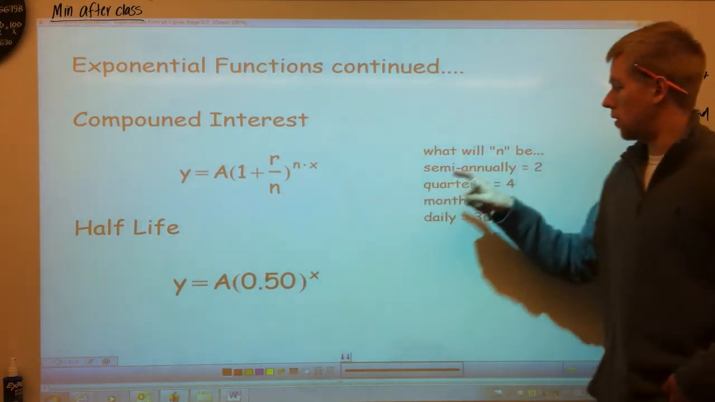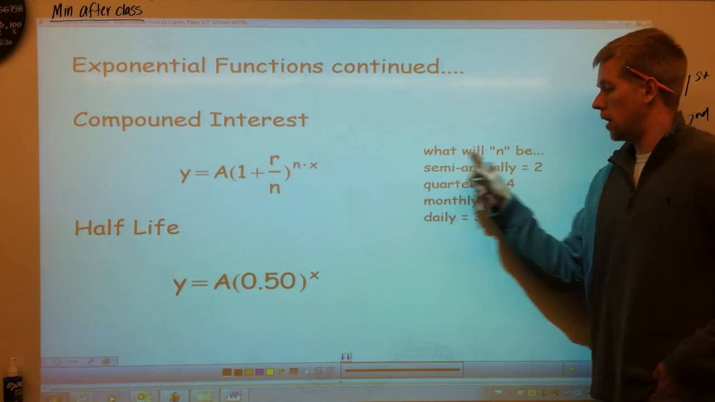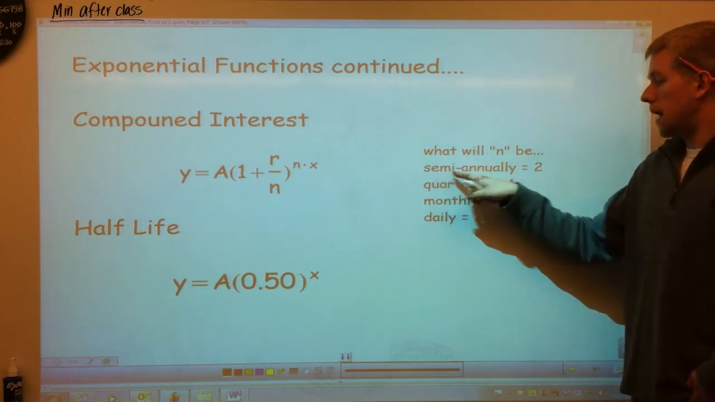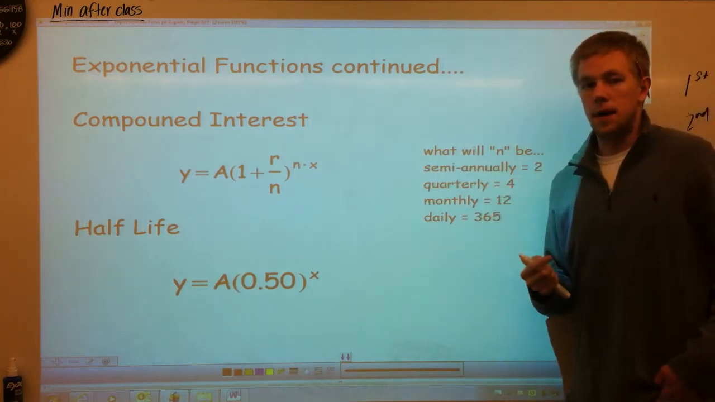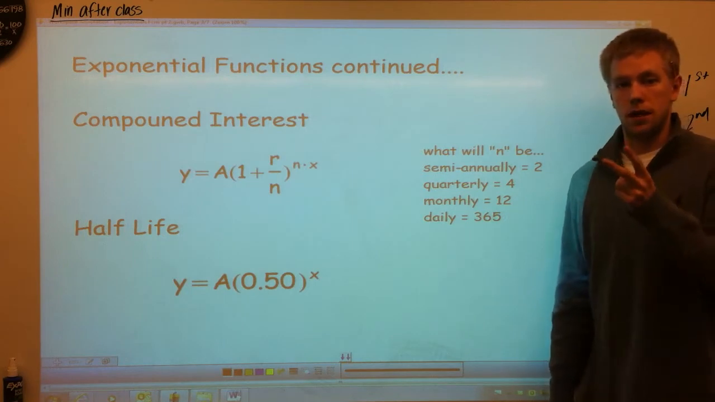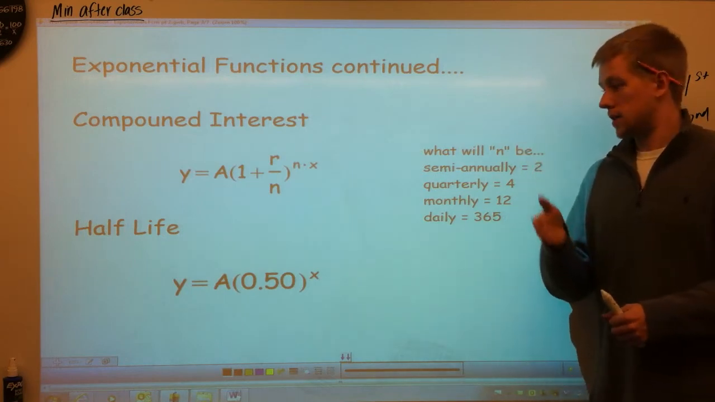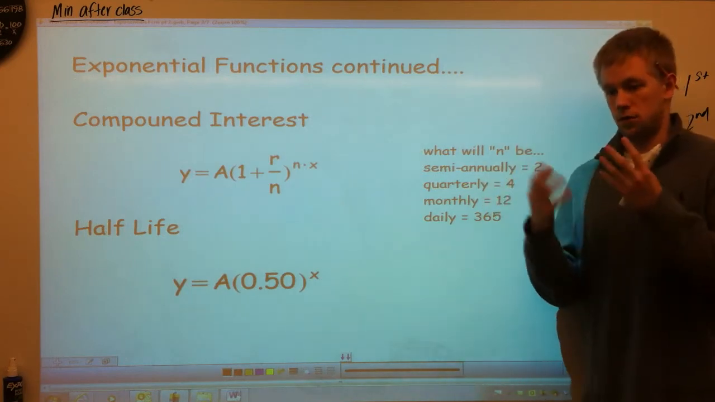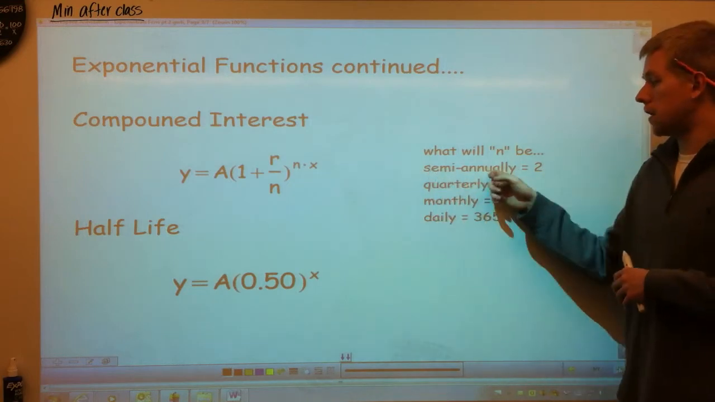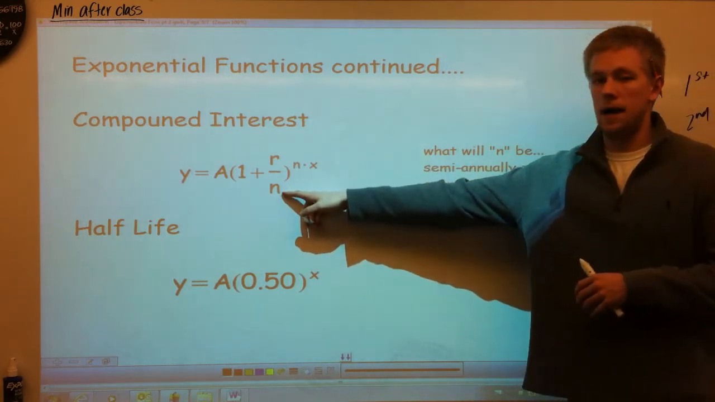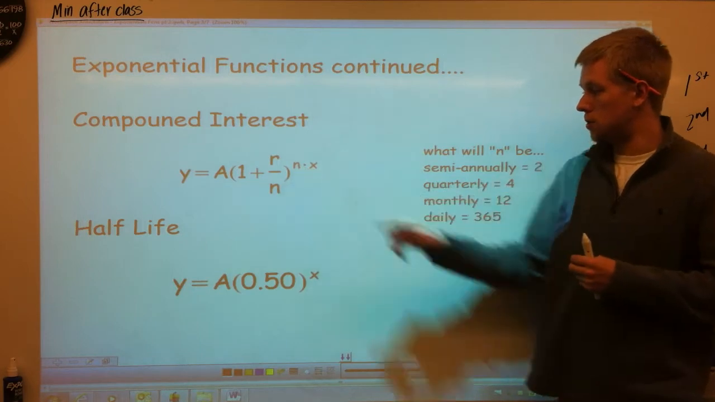All right, so going back over what n will be. Semi-annually. When something is compounded semi-annually, it's going to be happening twice. Just like you have a semicircle, you have two halves. It's going to have two things. If you do something that is compounded semi-annually, you're going to put a 2 here and a 2 here.